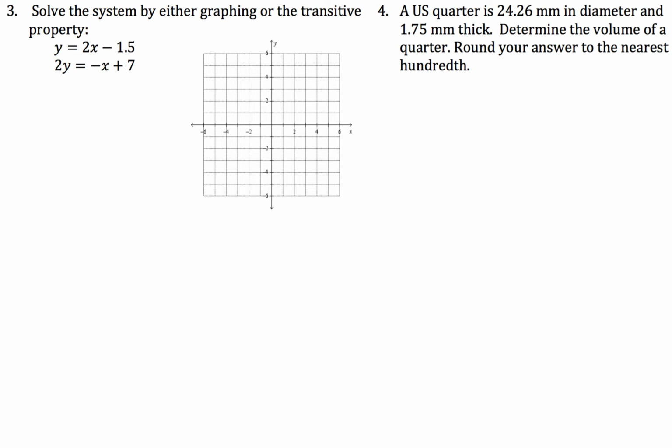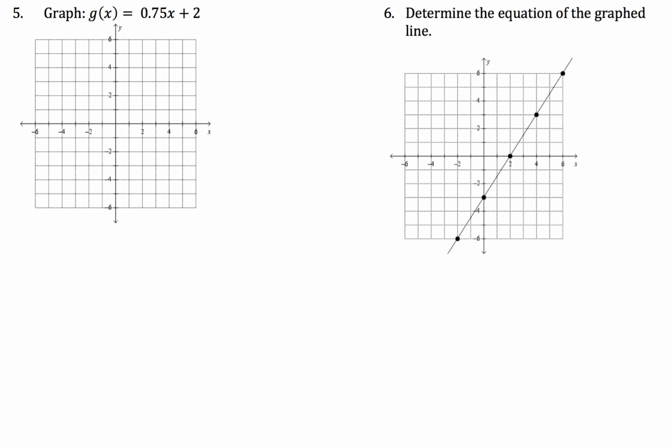Number 3, review of solving. You can either use graphing or the transitive property. Number 4 is a review of finding the volume of a U.S. quarter. You should know that that is in the shape of a cylinder. It's a very short, wide cylinder, but it's a cylinder nonetheless. Number 5, you get a graph. Number 6, you get to write the equation of the line graphed.